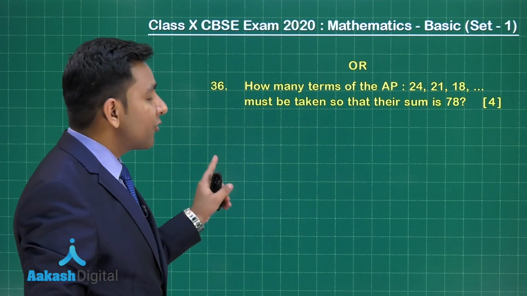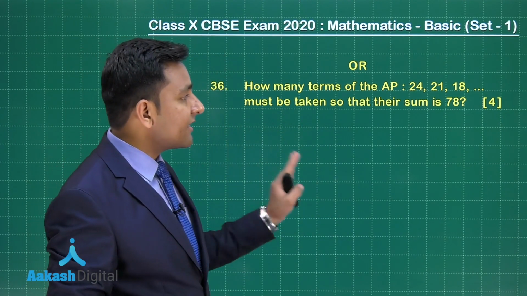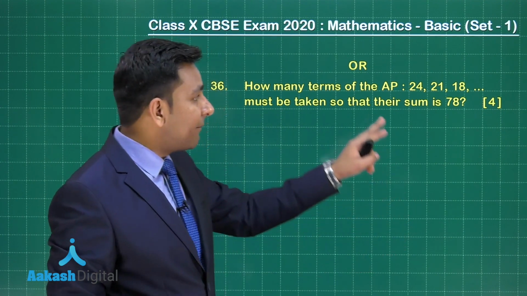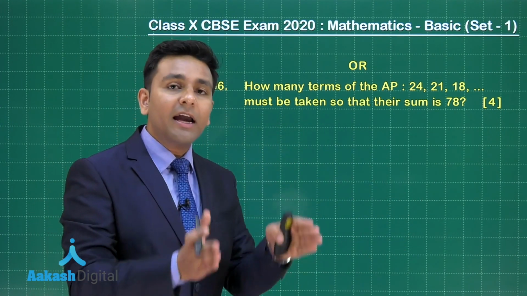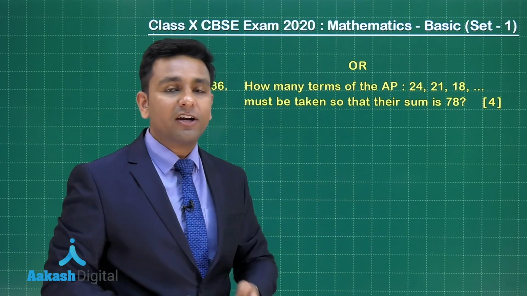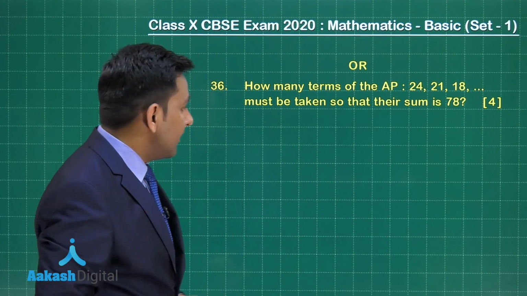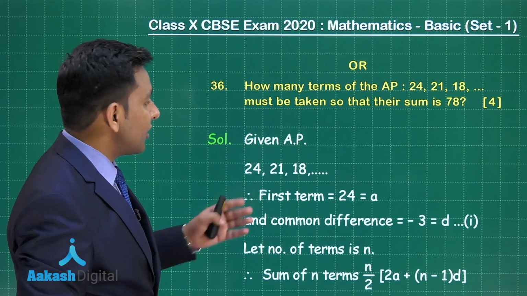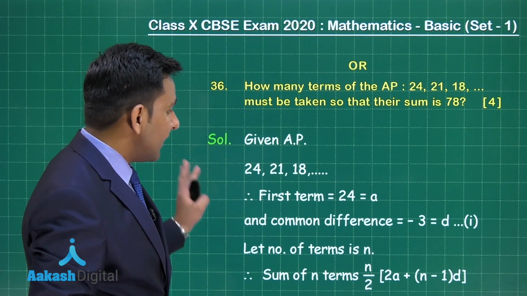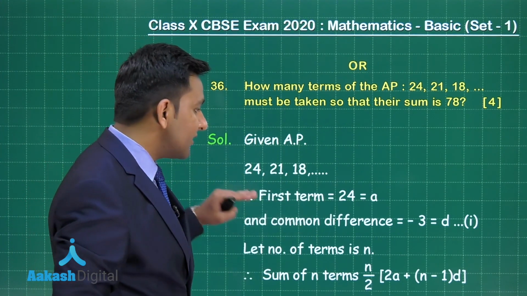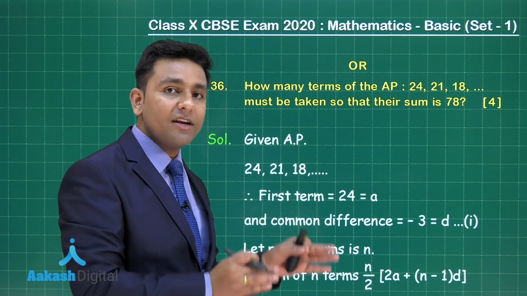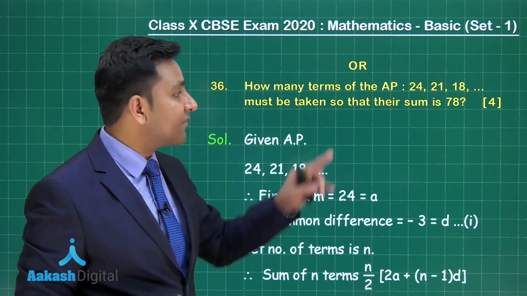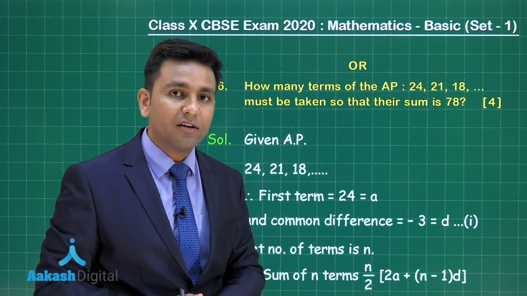For this arithmetic progression, the sum of the terms is 78, and on the basis of this given information, we can easily determine the first term and the common difference of this given arithmetic progression. So let's solve this given question. So we are getting here the first term is 24, and the common difference of this given arithmetic progression is minus 3. We are getting negative common difference for this given arithmetic progression.